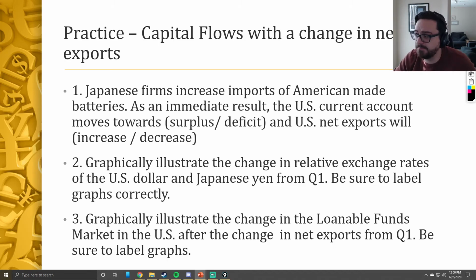Practice drawing it. Practice drawing your Forex market graphs. Again, draw both. It's typically a good idea to draw the two currencies. A question might only ask you to draw one. It's generally a good idea to draw both and just circle the one you want them to actually grade. So go through this problem for me.